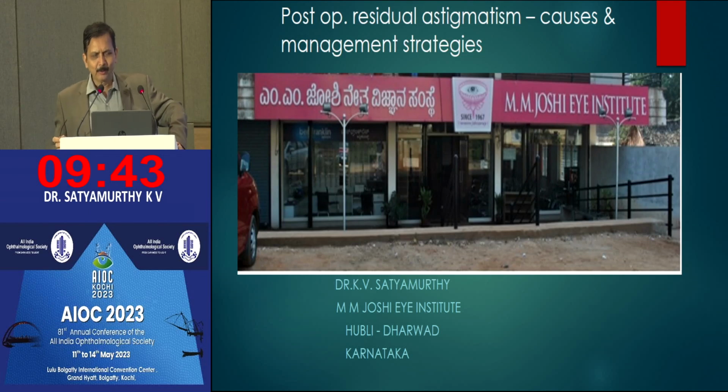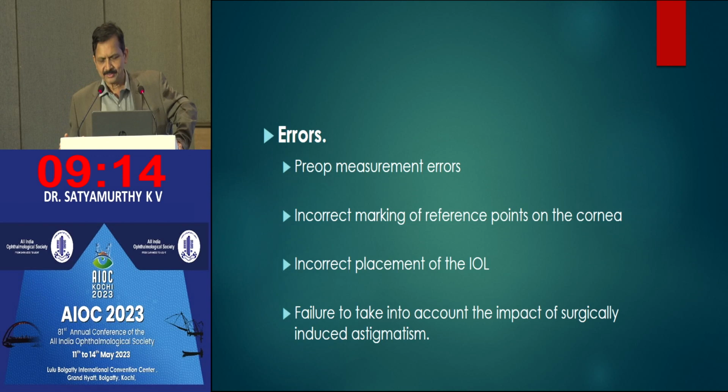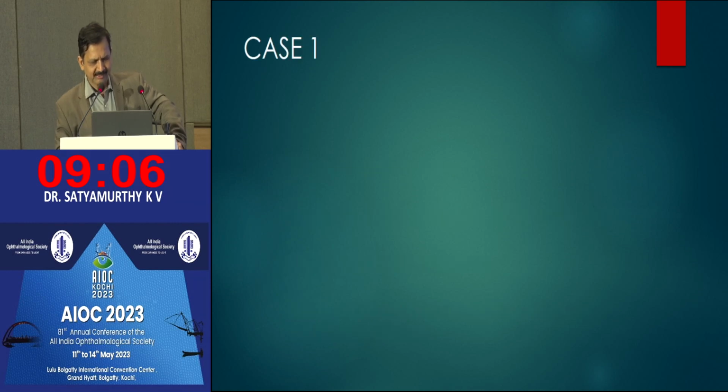And as we all know, there can be refractive surprises even with toric IOLs, maybe because of misalignment and other things. Errors can usually arise in various ways, but the common ones are pre-op measurement errors, incorrect reference marking or axis marking, incorrect placement of the lens, and failure to take into account the impact of surgically induced astigmatism. There are other reasons also which are not that common. So now let us go through certain examples to highlight these things.